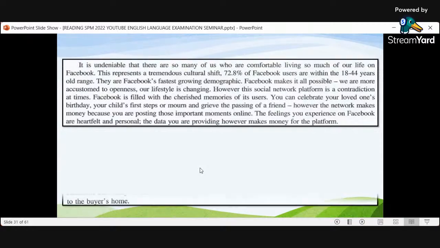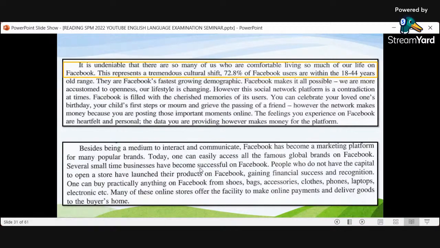Then this is the whole text, and it is undeniable there are so many of us who are comfortable living so much of our life on Facebook, which is very true. Everyone shares everything on Facebook, right? And then the last paragraph, the feelings you experience on Facebook are heartfelt and personal, and the data you are providing, however, makes money for the platform. So the second paragraph talks about the emotional connection, and I can see that it continues sharing about that in the third paragraph about the emotional connection. And Facebook is making money out of that emotional connection that people have with things we share on Facebook.